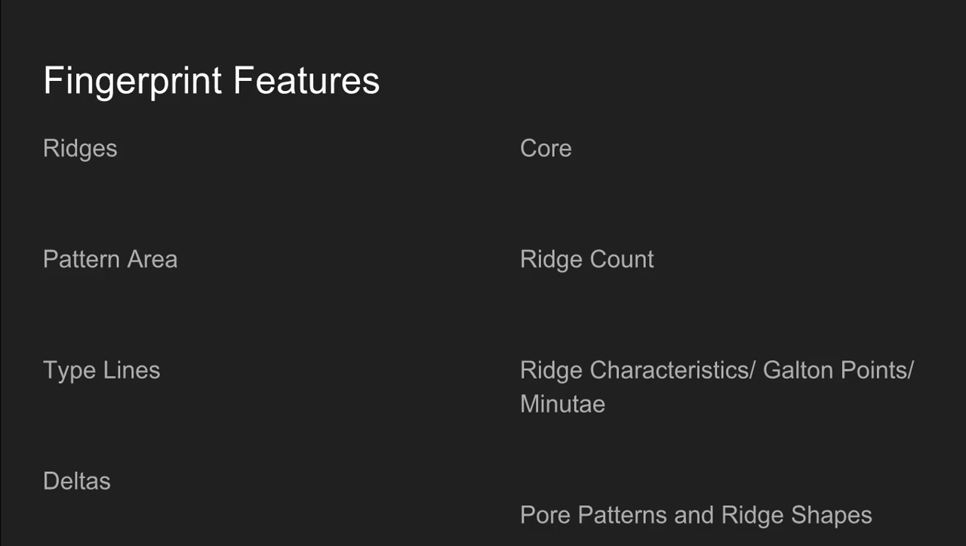Some of the fingerprint features that will be discussed in these videos include fingerprint ridges, pattern area, type lines, deltas, fingerprint cores, how to do a fingerprint ridge count. We're going to talk about what are known as Galton points, ridge characteristics or minutia. And then we're also going to talk about pore patterns and ridge shapes.